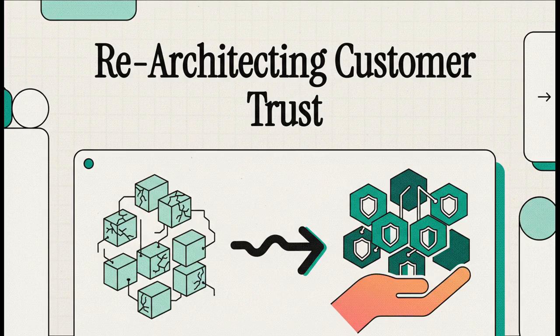So today, I'm here to talk about a really fundamental shift we need to make, moving from our brittle account-level model to a secure tenant-level architecture. And just to be clear, this isn't some minor tech upgrade. This is about re-architecting customer trust from the ground up.